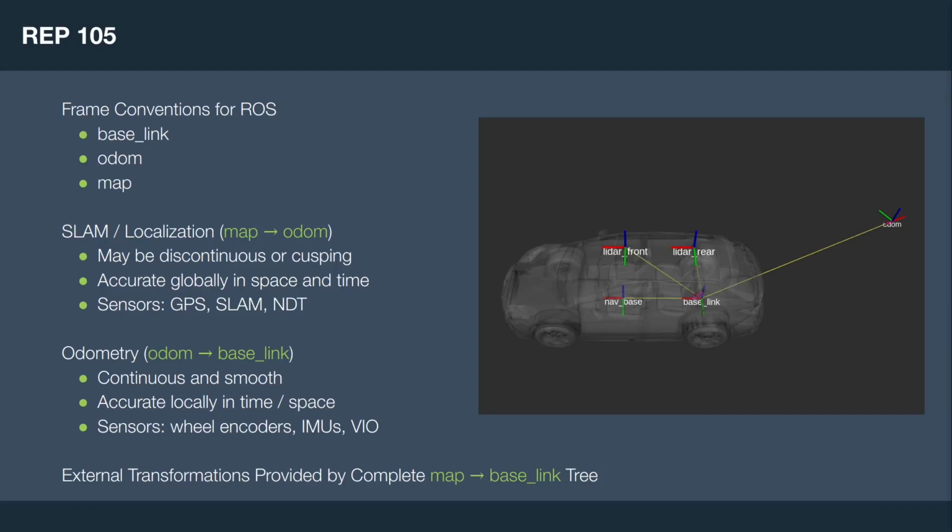The map to odom transformation is the correction factor applied by the localization system or SLAM system and may only run at 1 Hz to correct for accumulated error. This part of the tree may be discontinuous or have cusps. From base_link, your specific sensor or robot frames are going to be provided by static transformations or a URDF.